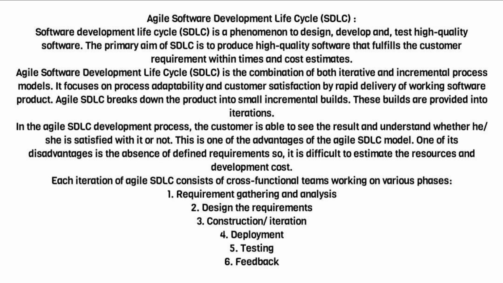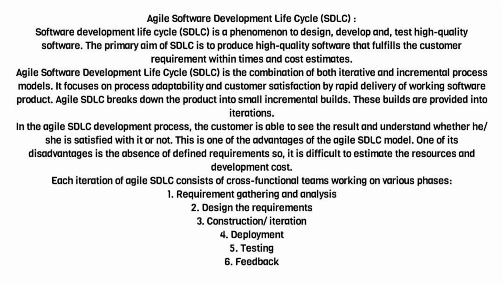Agile Software Development Life Cycle, SDLC, is the combination of both iterative and incremental process models. It focuses on process adaptability and customer satisfaction by rapid delivery of working software product. Agile SDLC breaks down the product into small incremental builds. These builds are provided in iterations.